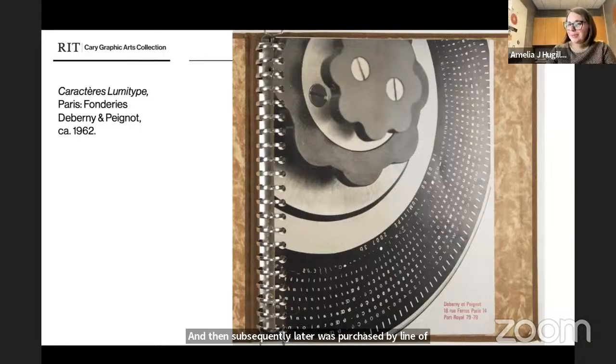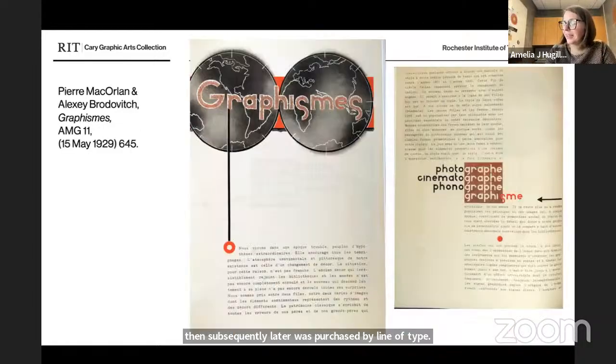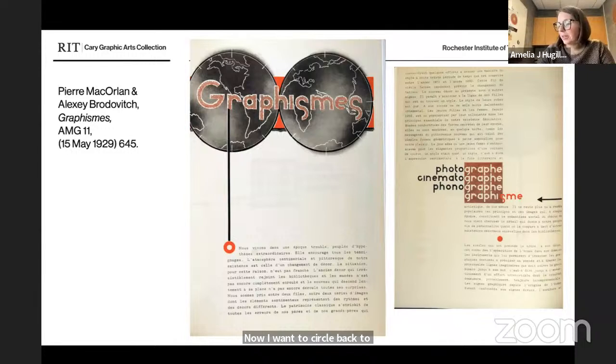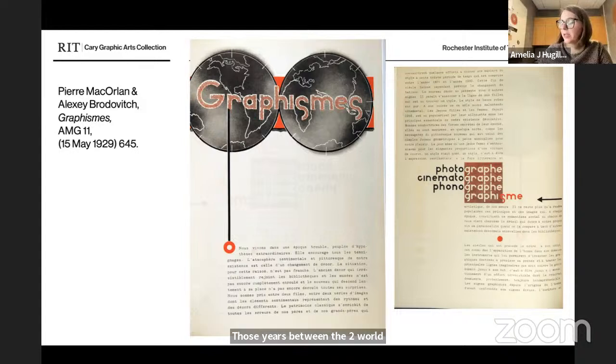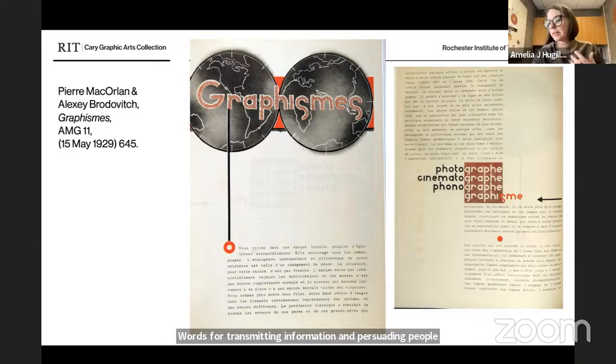Now I want to circle back to Arts et Métiers Graphiques. This magazine chronicled a pivotal time in our artistic human endeavor, those years between the two world wars. I think it's a time where images in all different genres started to supersede in importance words for transmitting information and persuading people to think certain ways or desire certain products.